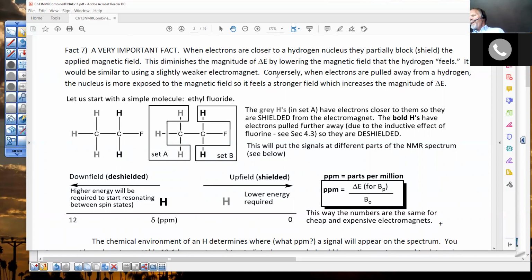And conversely, when electrons are pulled away from a hydrogen, the nucleus is more exposed and it's going to get a bigger gap. So if you have electrons pulled away somewhere else in the molecule by, say, a fluorine, then the gap gets bigger because each hydrogen is able to feel the electromagnetic field better without those electrons in the way.